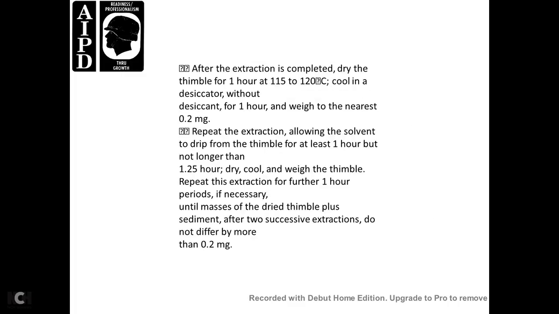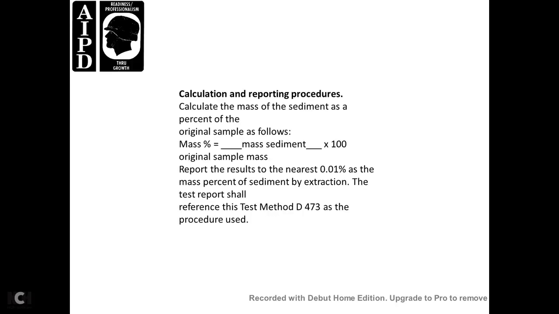After the extraction is completed, dry the thimble for 1 hour at 115 to 120 degrees Celsius. Cool in the desiccator for 1 hour, weighing to the nearest 1/200th of a gram. Repeat the extraction. Allow the solvent to drip from the thimble for at least 1 hour, but not longer than 1.25 hours. Dry, cool, and weigh the thimble for each 1 hour period necessary until the masses of the dried thimble plus the sediment after 2 successive extractions do not differ by more than 2/200ths of a milligram.